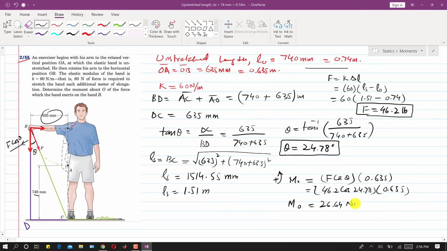So the moment is 26.64 Newton meter. Sorry, here the unit is in newtons. This 60 is given in newtons per meter, and these lengths are also in meters, so the unit of force is newton. By mistake I have written it as pounds. So this is 46.2 newtons, and this answer is also in Newton meters, right? And the direction is counterclockwise. So I will write counterclockwise. This cos component is producing a counterclockwise moment like this.